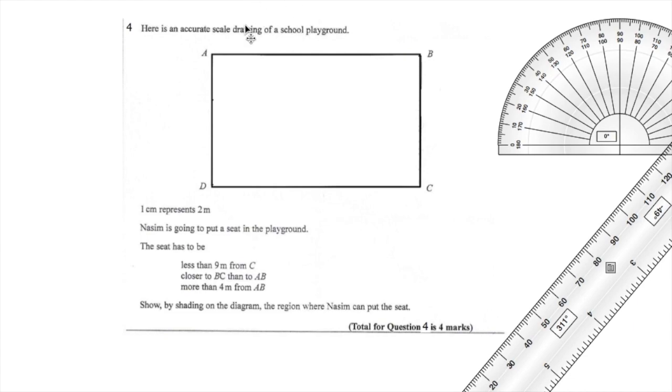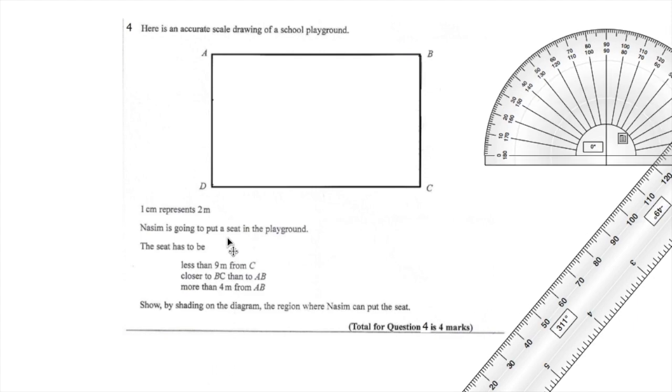Question 4 says, here's an accurate scale drawing of a school playground. 1 centimeter represents 2 meters. Nassim is going to put a seat in the playground. The seat has to be less than 9 meters from C, closer to BC than AB, and more than 4 meters from AB. Show by shading on the diagram the region where Nassim can put the seat. So we have 3 criteria to fulfill here, and you should have a compass.